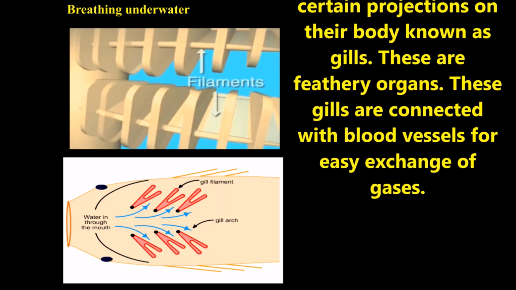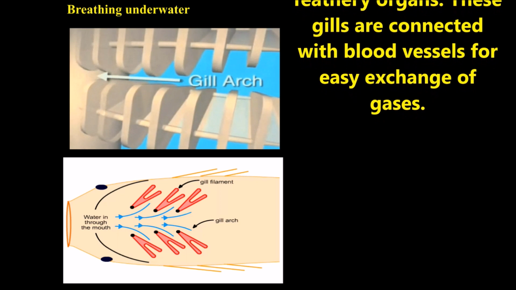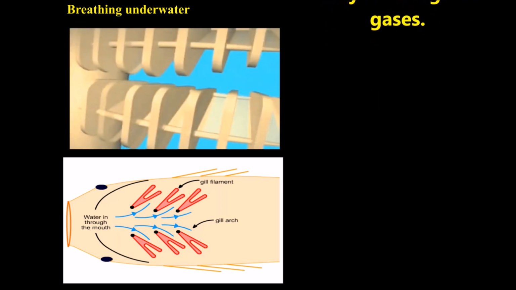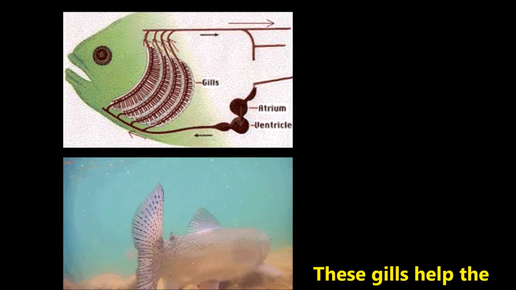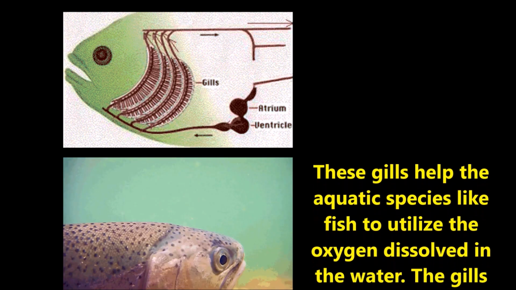Fishes have certain projections on their body known as gills. These are feathery organs. These gills are connected with blood vessels for easy exchange of gases. These gills help aquatic species like fishes to utilize the oxygen dissolved in water.